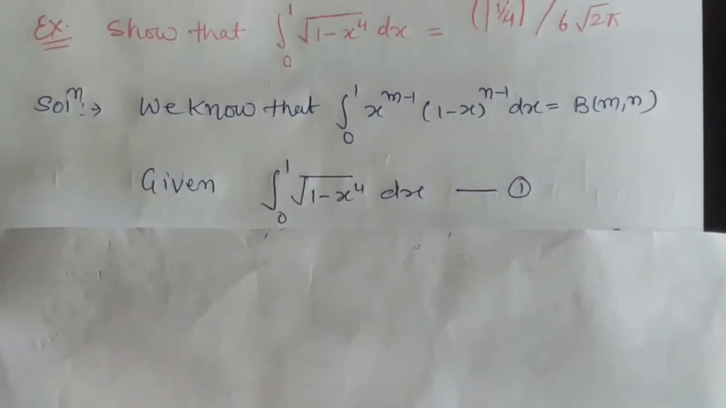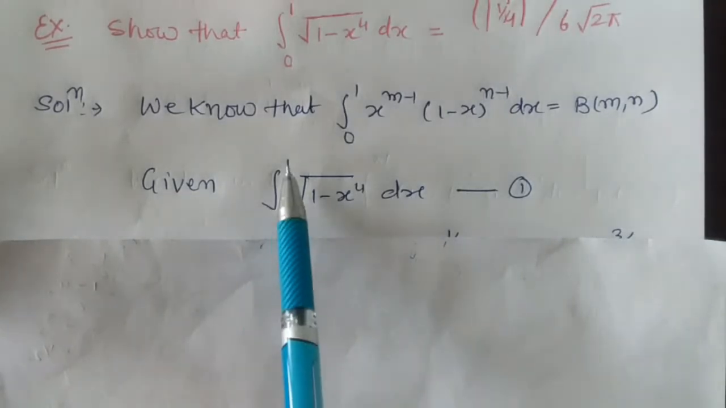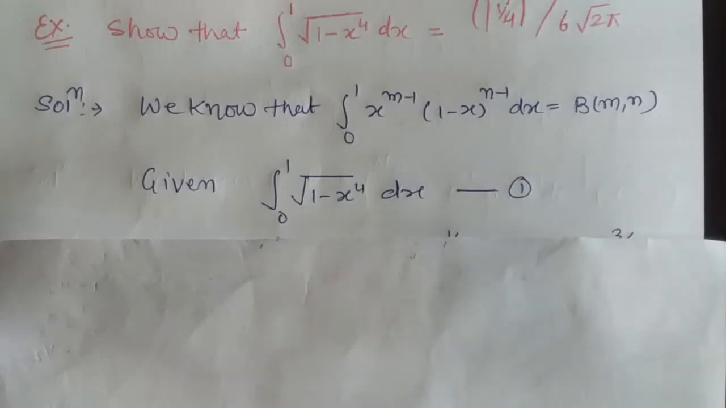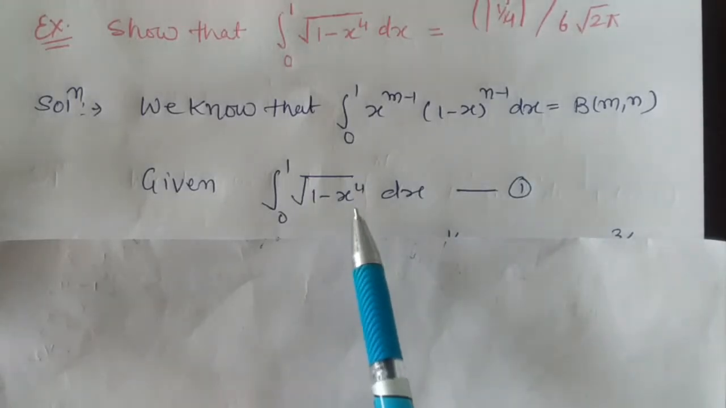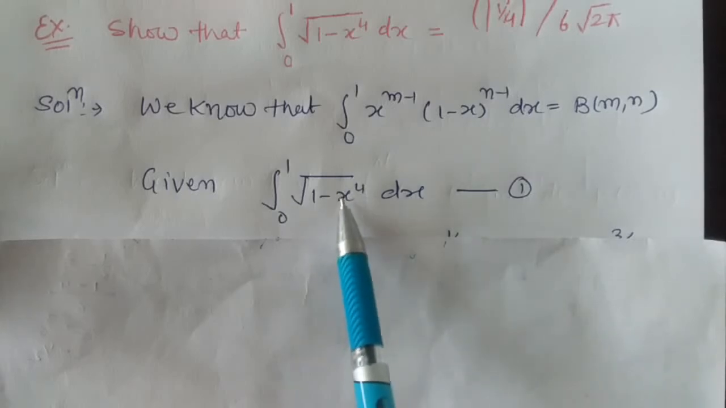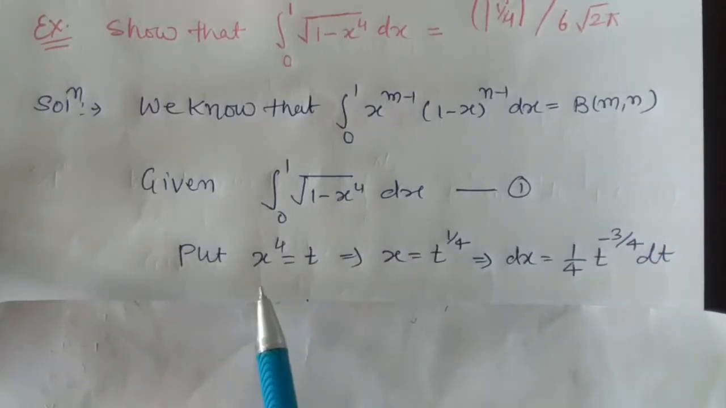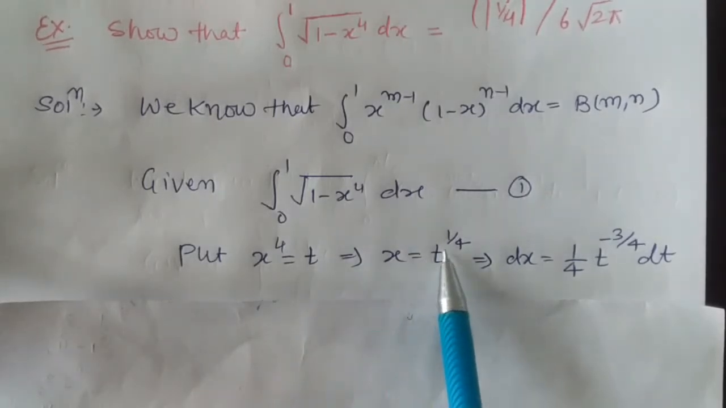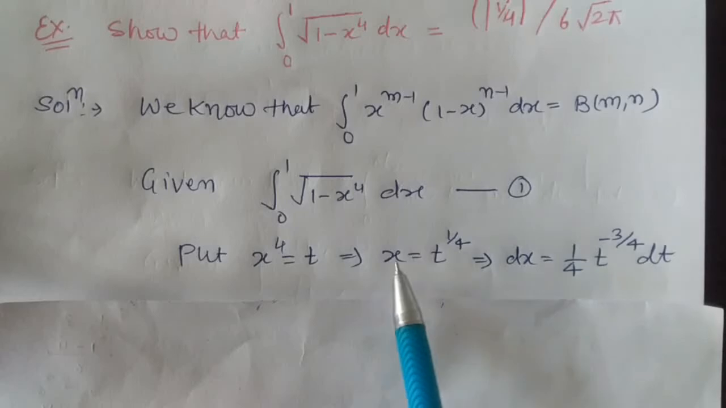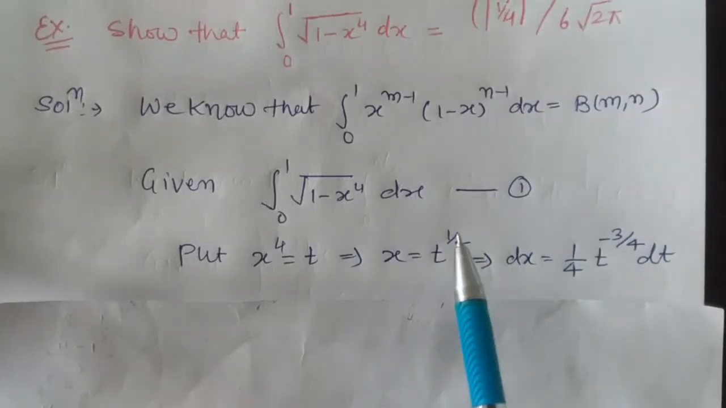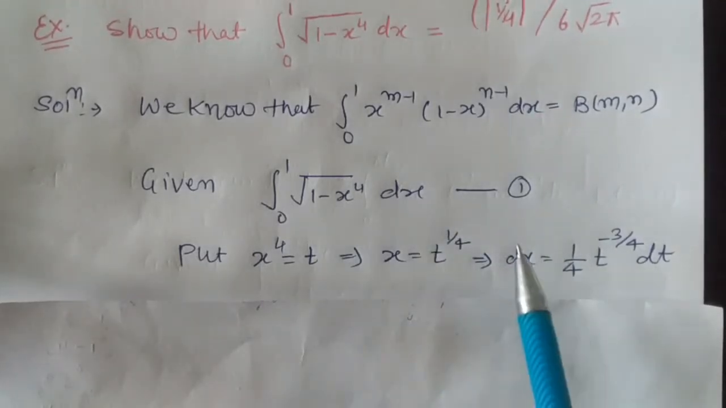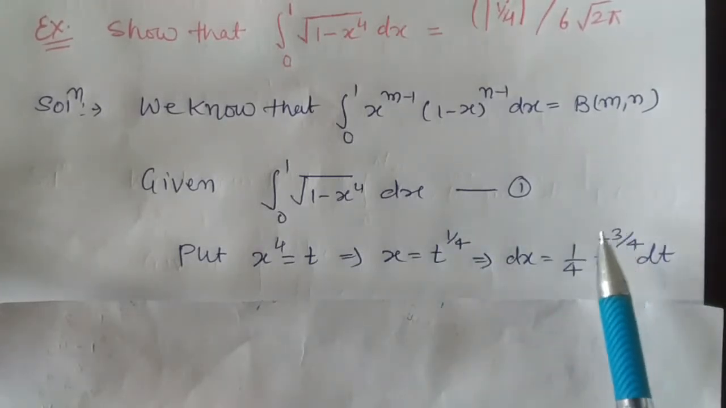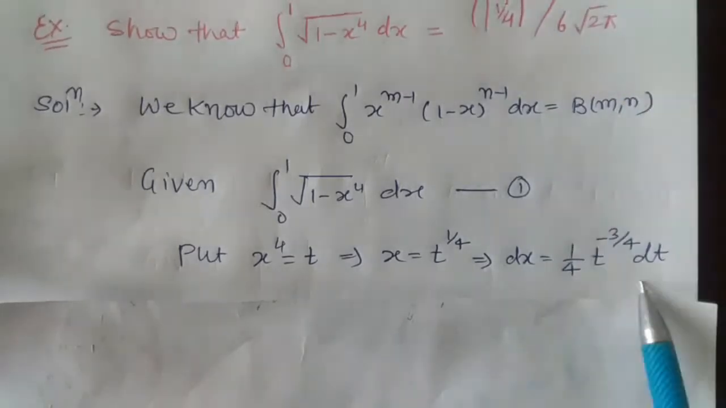And the given integral is the integral from 0 to 1 of square root of 1 minus x^4 dx. Here we use the substitution x^4 equal to t. Then x^4 equal to t implies x equal to t^(1/4), and which implies that dx is equal to 1/4 into t^(1/4 minus 1), which is t^(-3/4) dt, by differentiation.